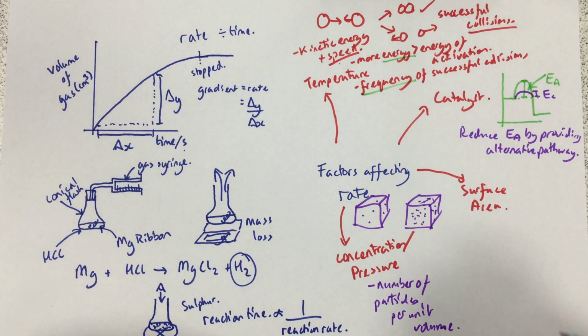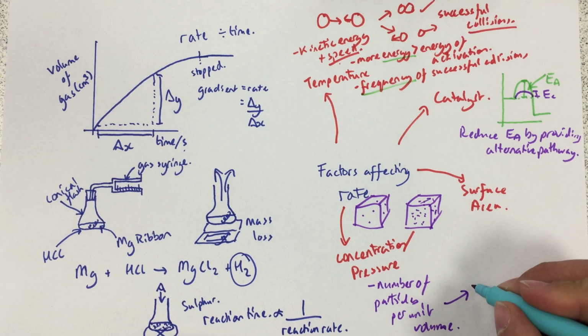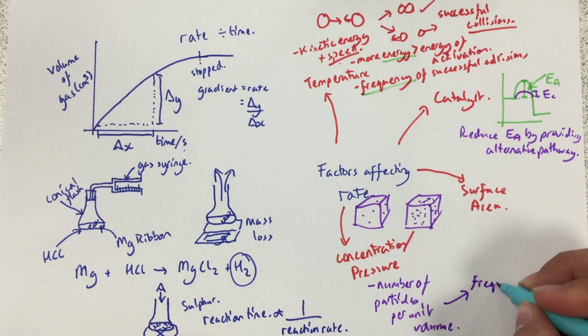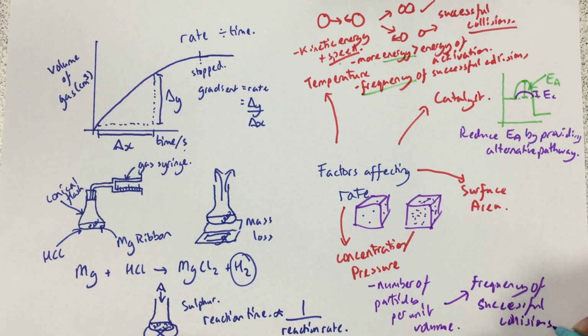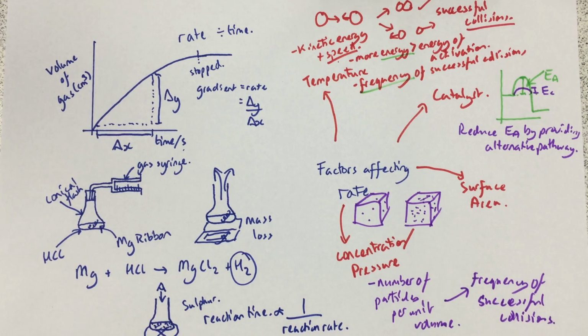And then just by having more particles in a certain volume, what that leads to is an increase in the frequency of successful collisions. Remember, frequency just means the number of collisions every second.